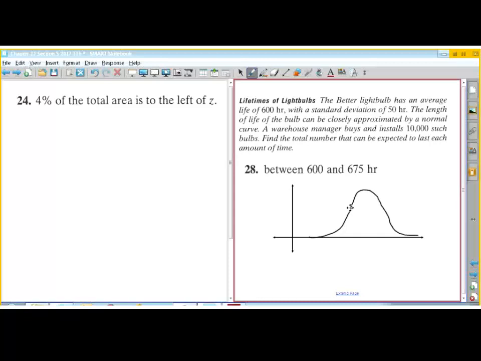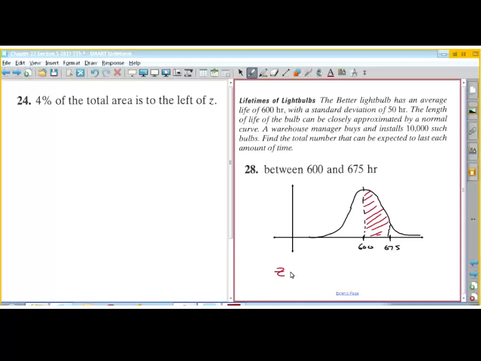So here's my normal distribution. Again, it doesn't have to be perfect or to scale. So the mean is 600. So I mark 600. I mark 675. I draw vertical lines for both cases, and then I fill in the area. So I need to find that area. Because it's going from the mean to some value, I don't have to subtract or add anything. I just have to do one calculation.